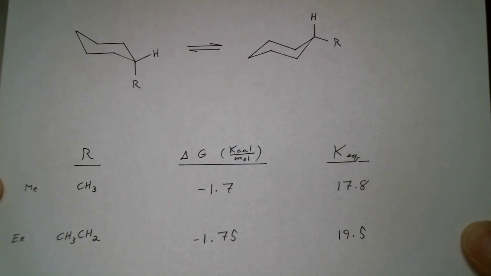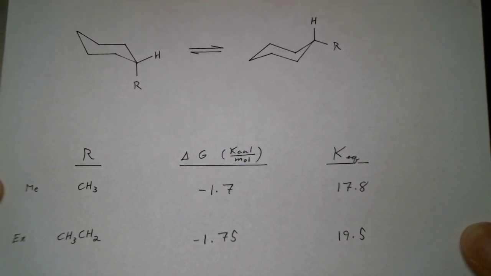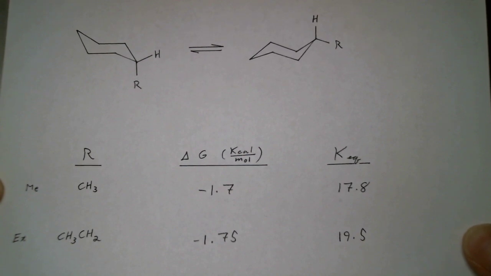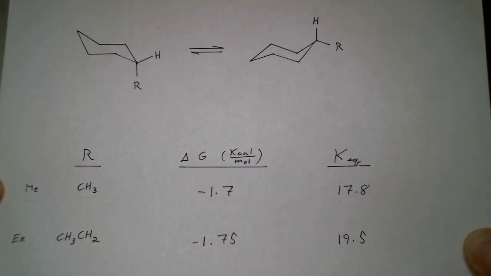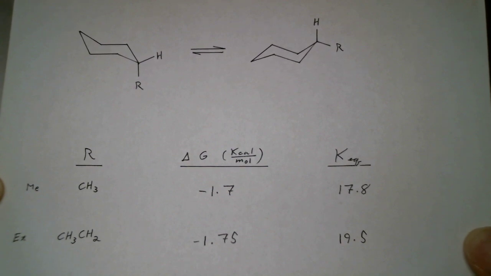For R equals methyl, CH3, also abbreviated as Me occasionally, the change in free energy on going from that conformer where the methyl group is axial to the conformer in which it's equatorial is negative 1.7 kcals per mole. And of course, the associated KEQ with that is about 17.8. So what this is telling us is methyl cyclohexane prefers to be in the cyclohexane chair conformation where the methyl group is equatorial and not axial. And we'll see why in just a moment.